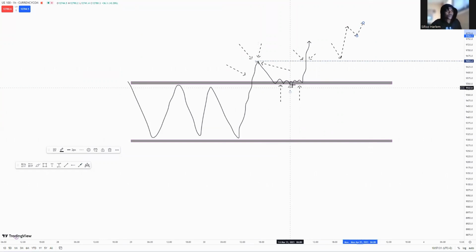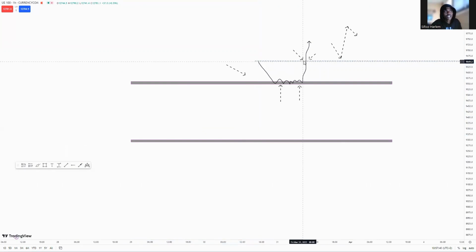So let me have another example, right? This is how you trade break and retest, people. This is how you trade breakout and retest.